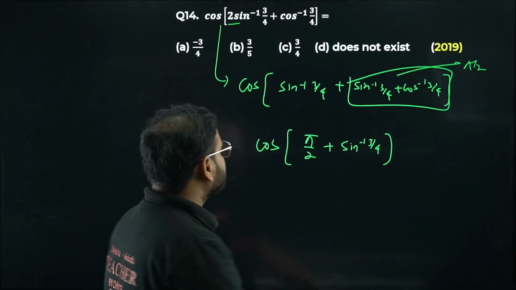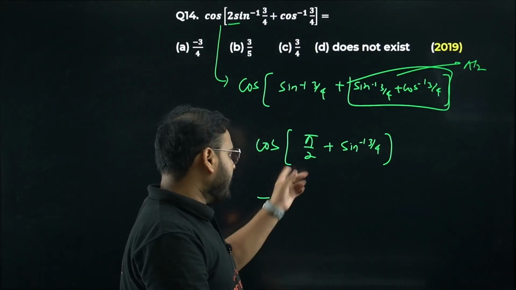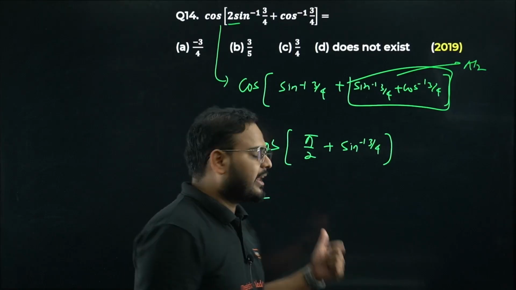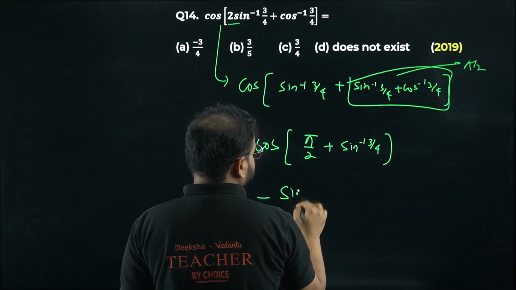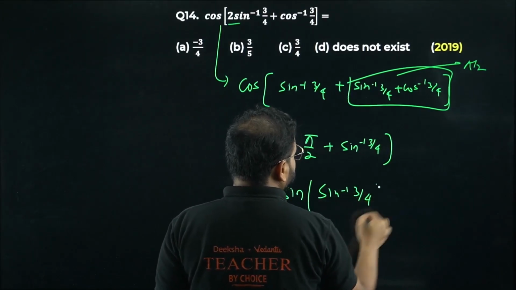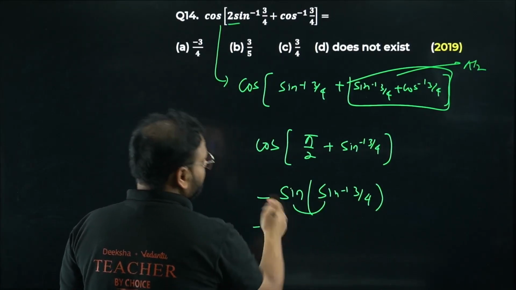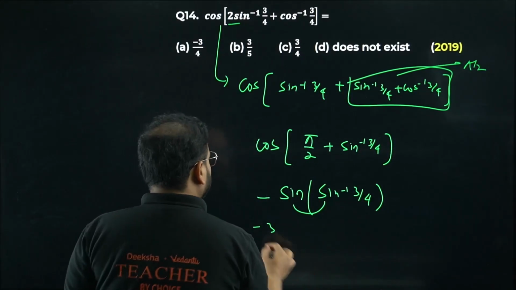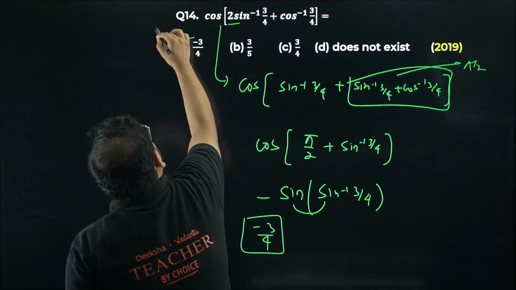We know that well. So pi by 2 plus some angle. Second quadrant means negative. Pi by 2 plus any angle is in the second quadrant, so cos will be negative there. I get, of course, cos will change to sine, so minus sine of sine inverse 3 by 4. What is the answer going to be? Please check. This part will cancel because they are inverse functions. We get minus 3 by 4 as the answer. Option is A.